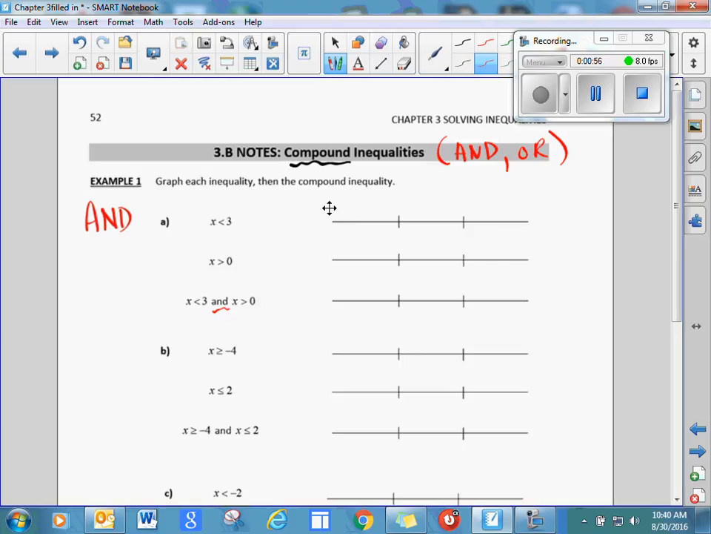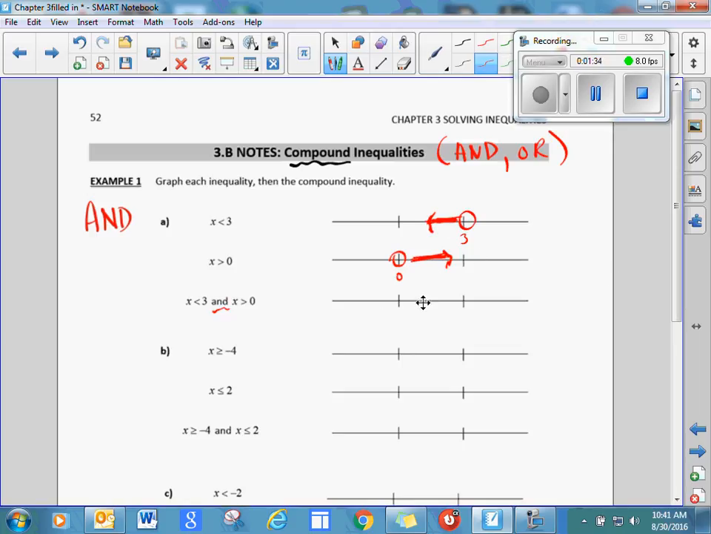So here are our two conditions. We want the numbers that are less than 3. So we can put 3 here and circle it, leave the circle open, and shade in all the numbers that are less than 3. That's the first condition. The second one is the numbers greater than 0. So I'll put 0 here, open the circle, and shade all the numbers that are indeed greater than 0.